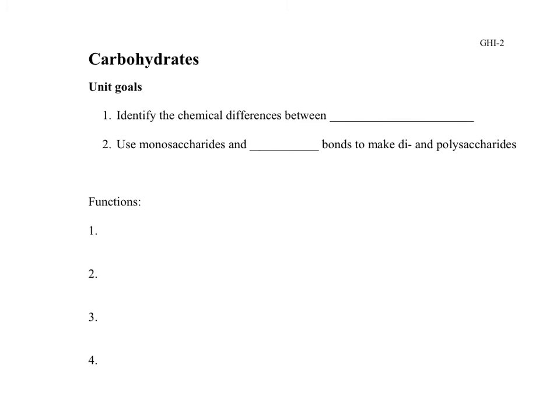And here we are for carbohydrates. The unit goals are going to be, first, to identify the chemical differences between sugars, what we would call monosaccharides, things like glucose and galactose and mannose, fructose. The second one is to take what we learn about monosaccharides and link them together using what we call glycosidic bonds to make disaccharides and polysaccharides. And that's going to give us some of the complexity that we see in the human body.